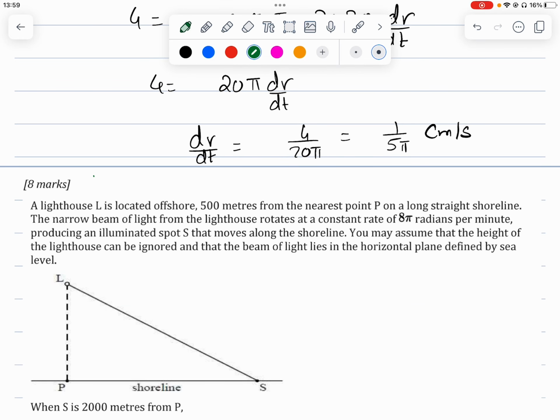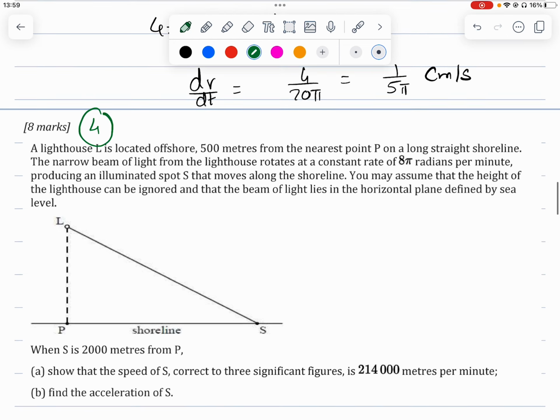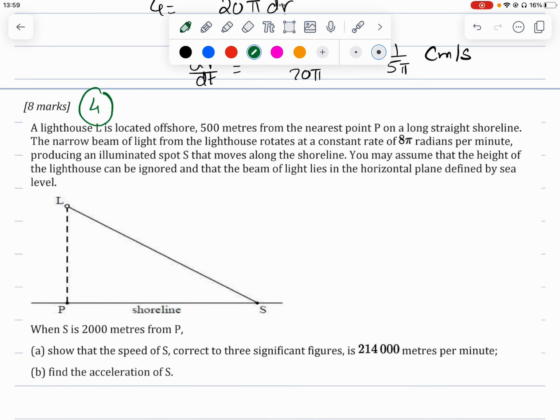Now go to question number 4. A lighthouse L is located offshore 500 meters from the nearest point P. So this distance is nothing but what? 500 meters on a long straight shoreline. The narrow beam of light from the lighthouse rotates at a constant rate of 8 pi. So this is an angle. It keeps on rotating.